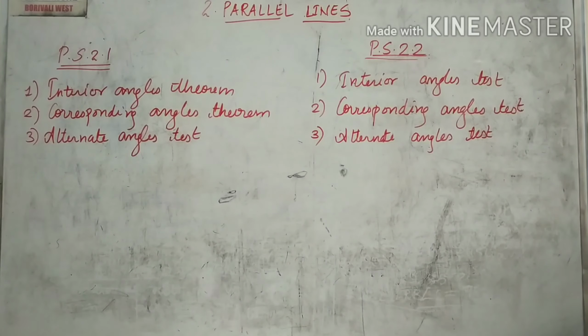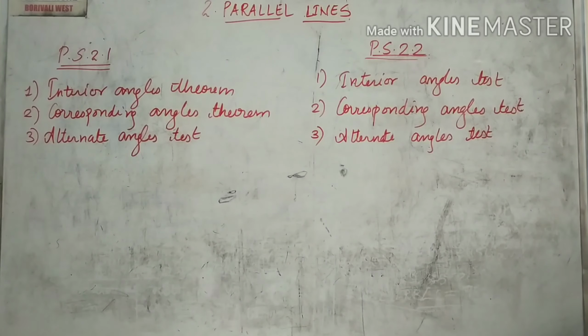The second theorem said that the corresponding angles will be congruent to each other. This is congruent to this, and this will be congruent to this. So like that we'll have four pairs which will be congruent to each other.